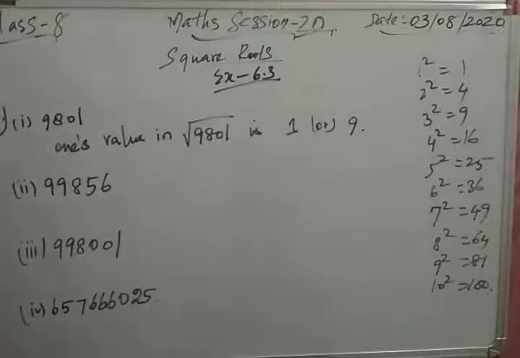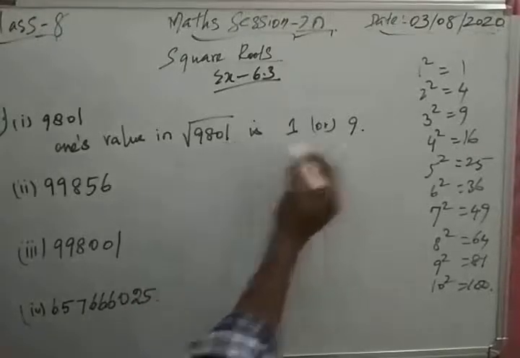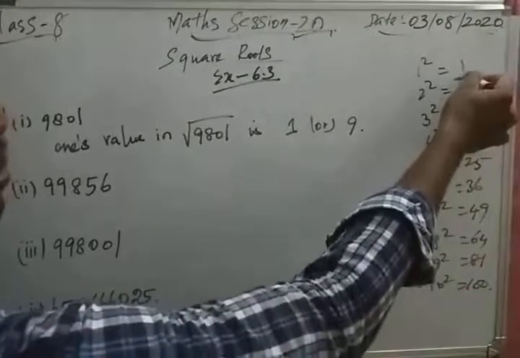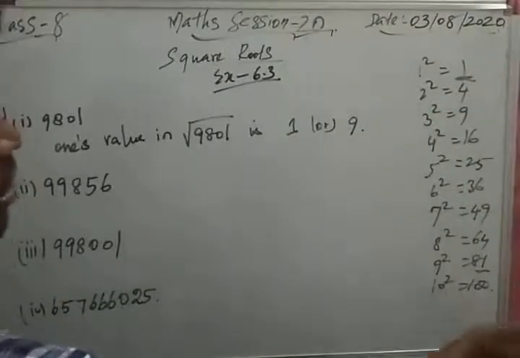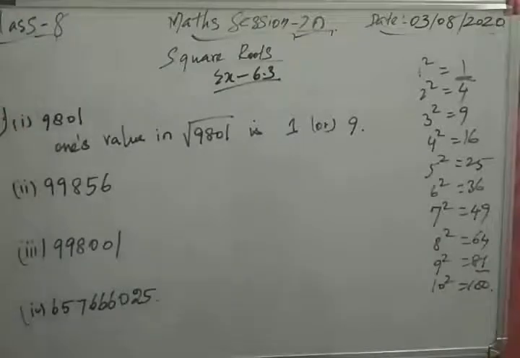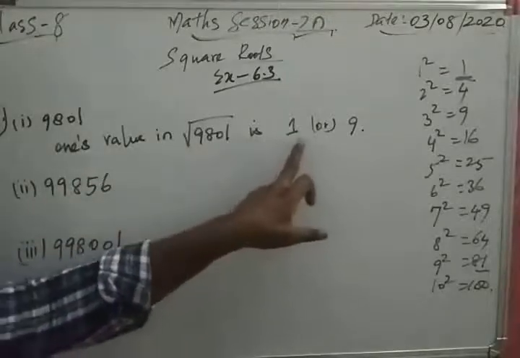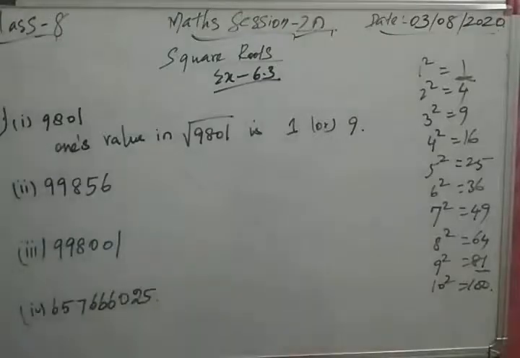Here you see, when the ending value is 1, which numbers bring the ones place value? Here 1 is bringing it, otherwise 81 is bringing it. That is 9. 81 is coming as a number ending in 1. So that's why we have decided the ones value in the root of 9801 is 1 or 9. With this only, any one will come.